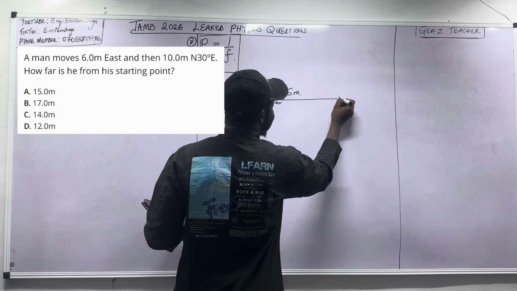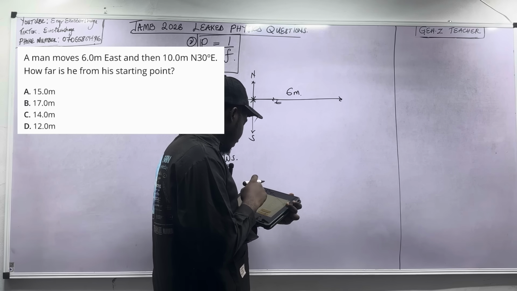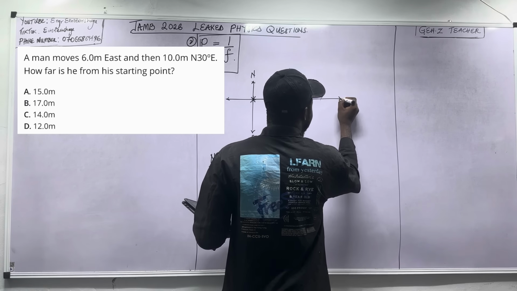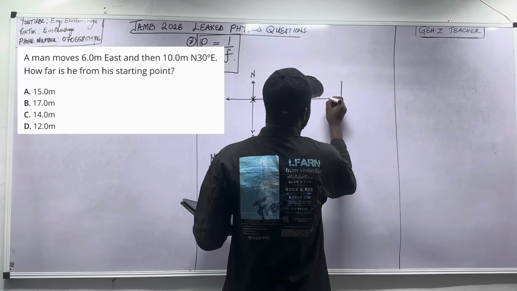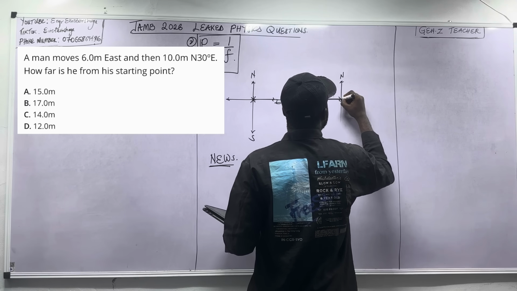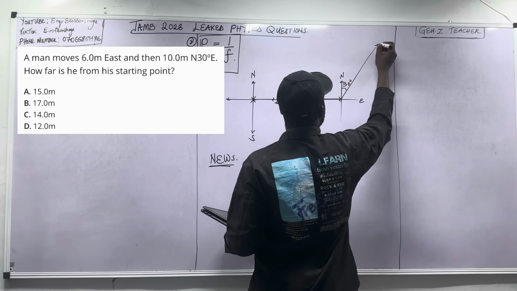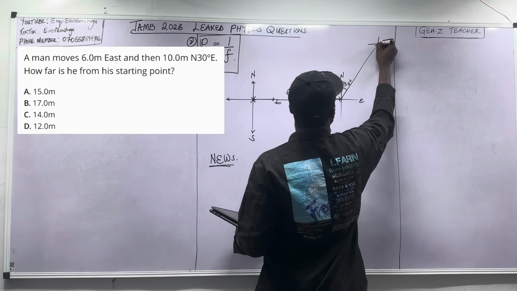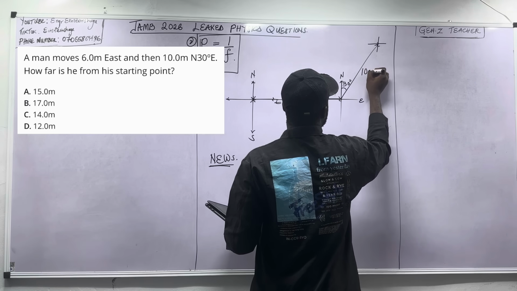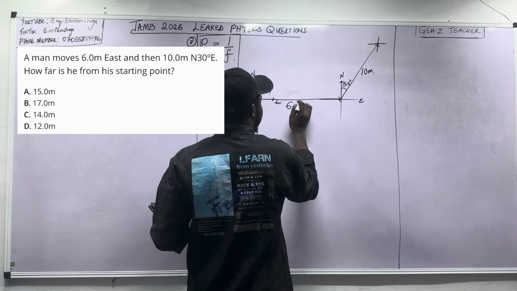So the man is now somewhere around here, and then it was said, and then 10 meters north, 30 degrees east. So from this point we draw a new cardinal point. This is north again, and this is east, so it moves this way at 30 degrees. Now the man is somewhere around here. This is 10 meters. Let's put these meters underneath so we don't have an issue there.